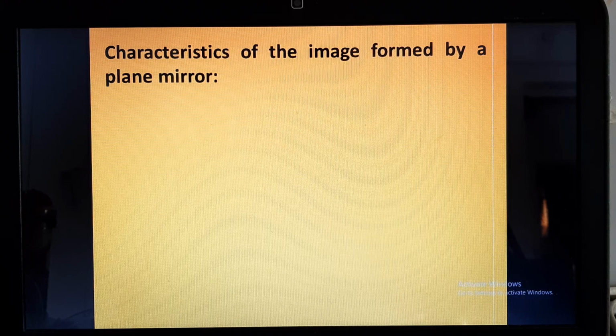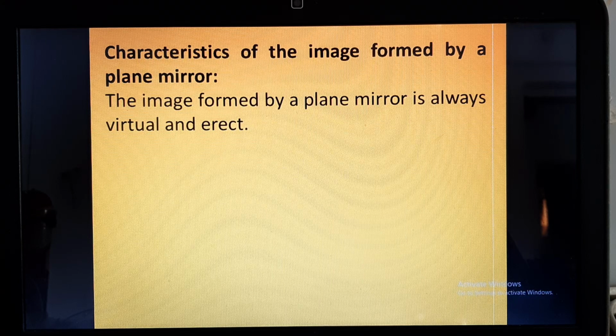Now we'll be discussing characteristics of the images which are formed by plane mirror. Now what is a plane mirror? The mirror which doesn't have a curved surface, and this is the most commonly used mirror which we use in our dressing tables. So this is the dressing up mirror. The image which is formed by a plane mirror is always virtual, that is, it cannot be obtained on screen, and the reflected rays appear to meet, they don't actually meet. And the image is erect.